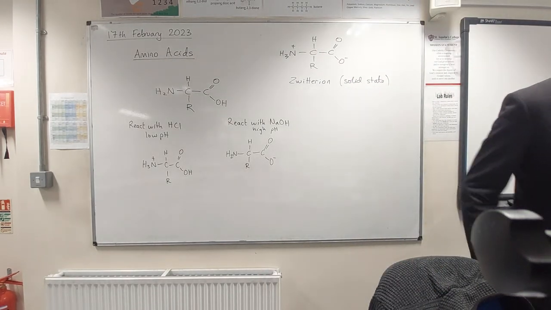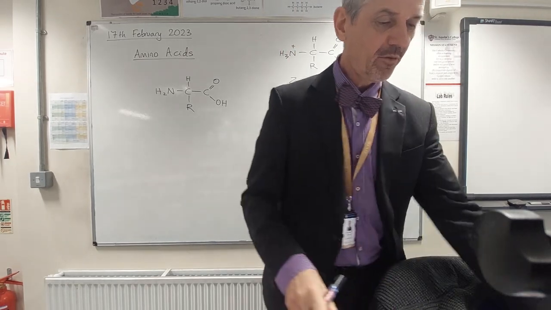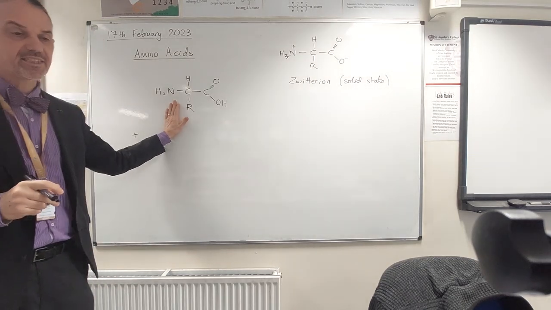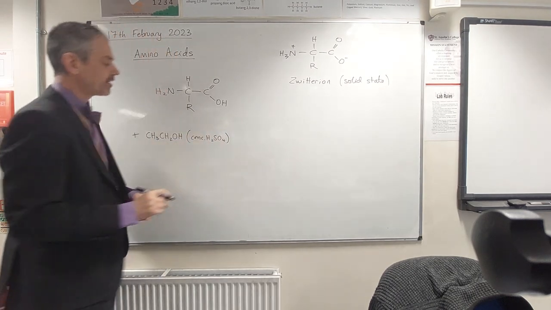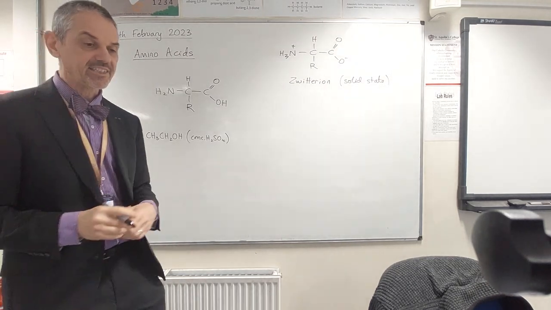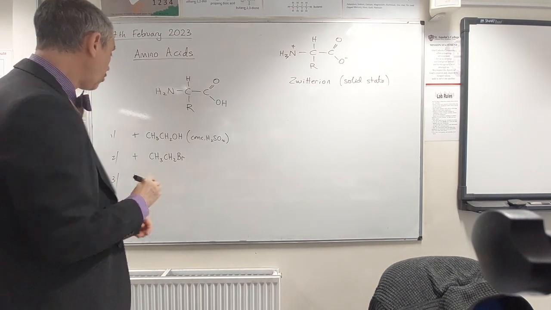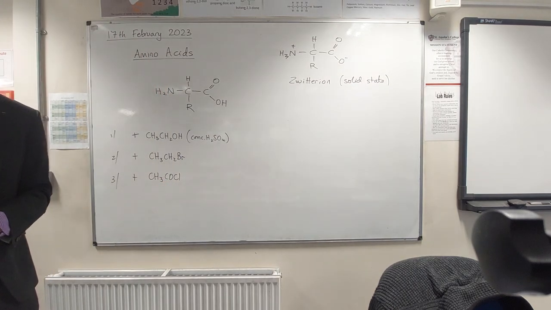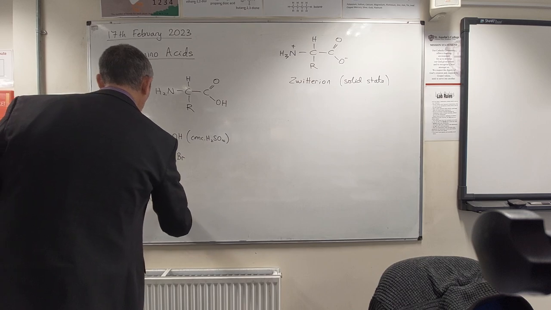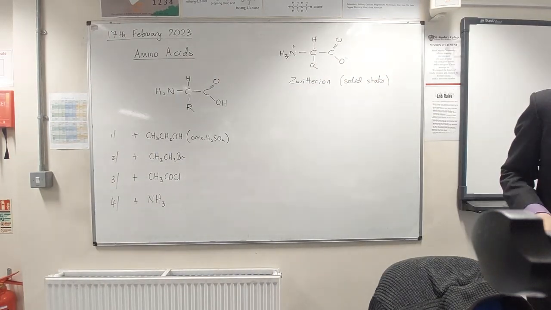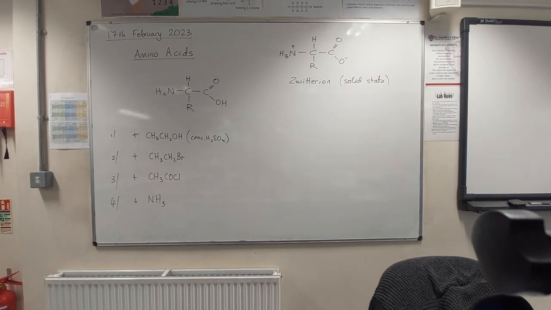Okay, just going back to reactions again, since you all seem to struggle a little bit with acid and base, let's up the ante a bit. What would I get if I added this amino acid to some ethanol in the presence of a little bit of conc. H2SO4 catalyst? What if I added it to some bromoethane? Or some acid chloride. Or even a bit of ammonia. See if you can come up with products for that amino acid reacting with those four substances.